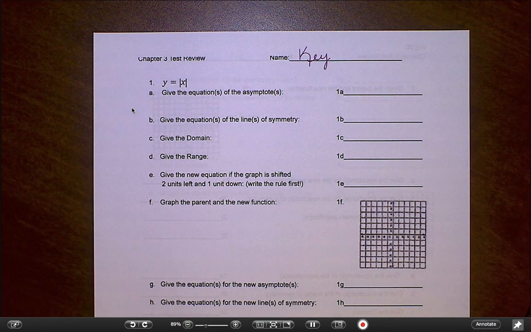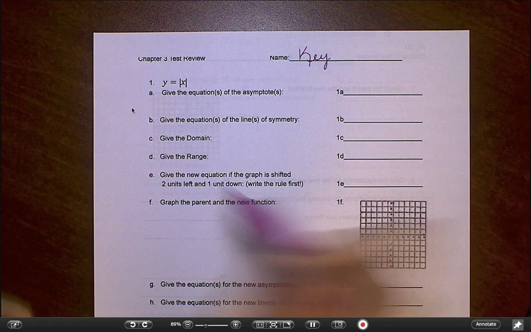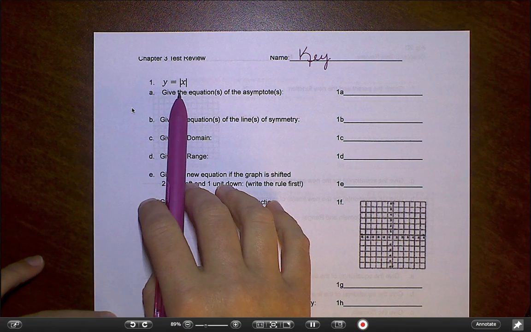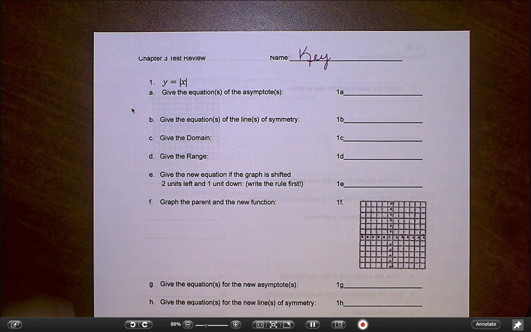Everyone. So tonight we're going to take a look at your Chapter 3 test review and make sure that you know everything you need to know about all these functions and transformations, composites, inverses, all that kind of stuff. So looking at this first one, it's talking about the absolute value function, y equals the absolute value of x, and it asked me all these questions. Probably before I start, I'd love to have a graph of this thing to look at, okay?